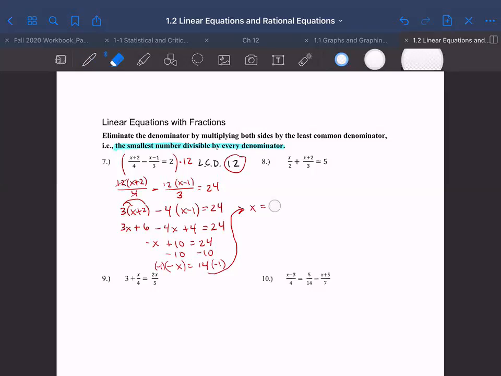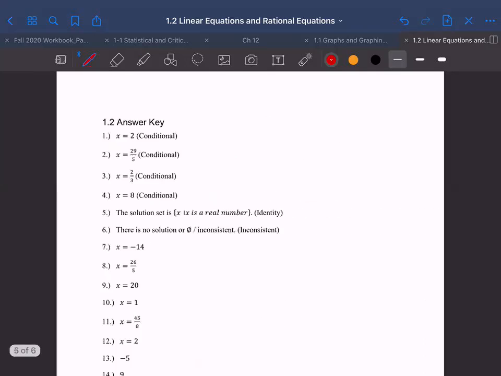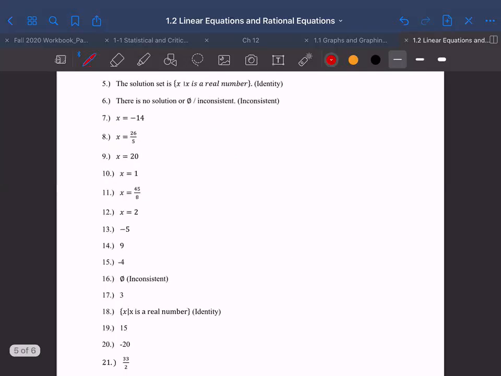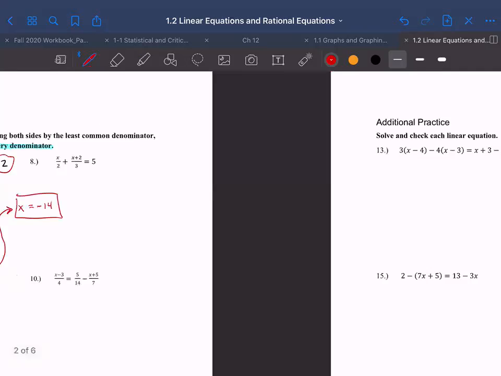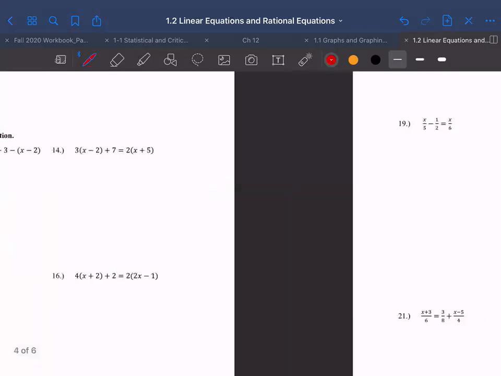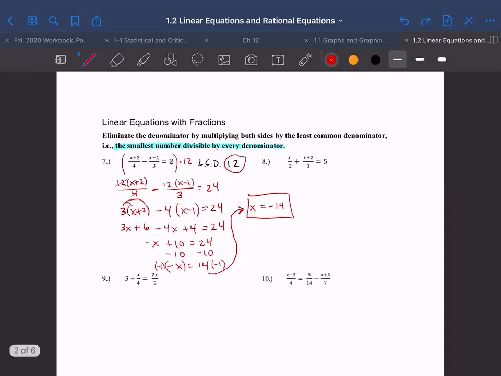And so you would then go back, especially on a test, and plug it into the original equation, make sure it works, and check it. Here we happen to have the answers at the back. I don't remember what number that was. It's number 7. So let's look at number 7. There we go, negative 14. We got that answer. We matched up with there, but you would want to plug that back in and check it.